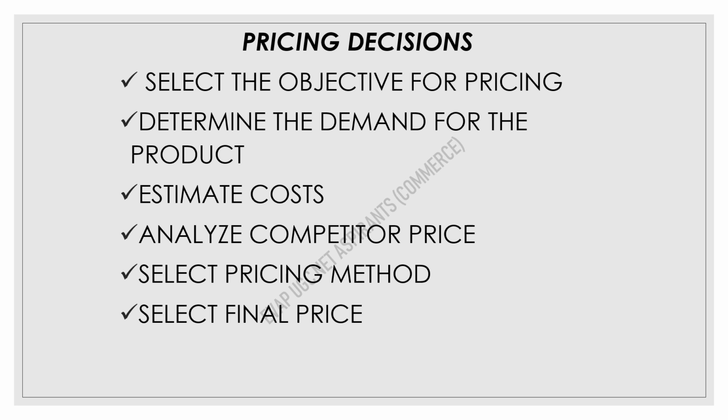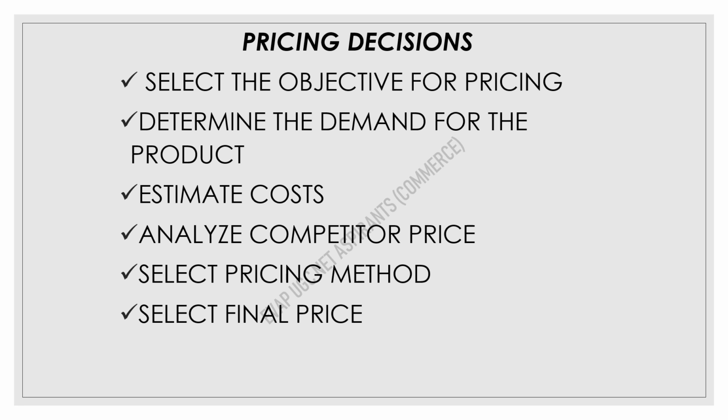First one is selecting the objective for pricing. That is, the objective is to decide why it should be priced. Then determine the demand for the product. That is, how much demand is created for the product. Based on the demand, price is fixed. Then estimate costs. That is, from the manufacturing till the packaging level, how much cost is incurred by the manufacturer and other levels. That is called estimation of cost.